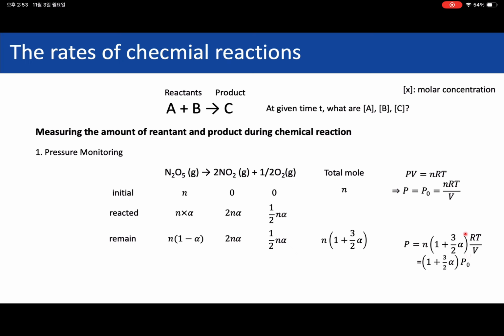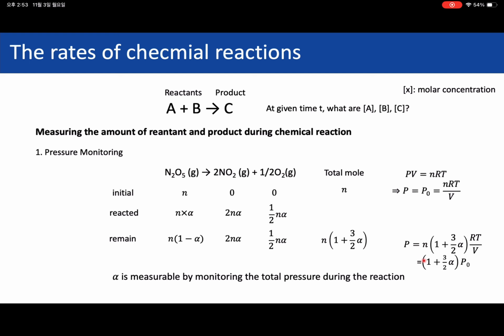And we know that there's a typo, so this N should go away. So this nRT over V is P0. So the pressure after the reaction is 1 plus 3 over 2 alpha P0, which is higher than the initial state.